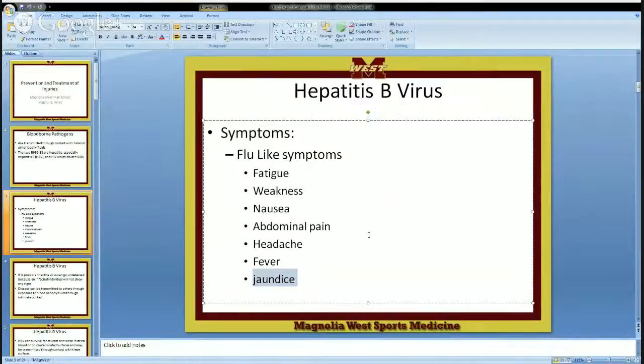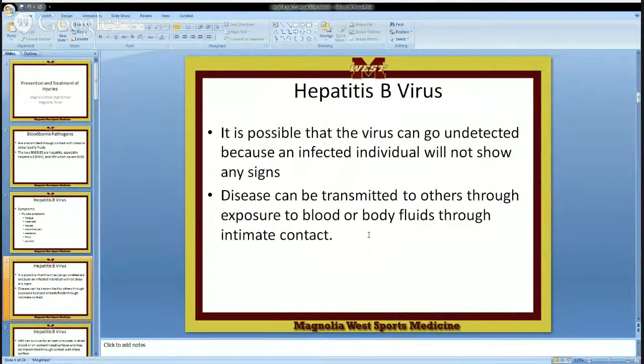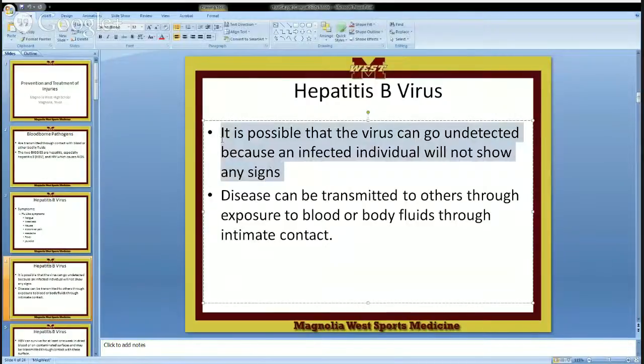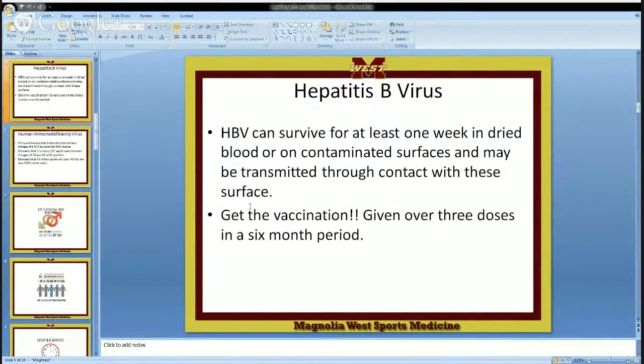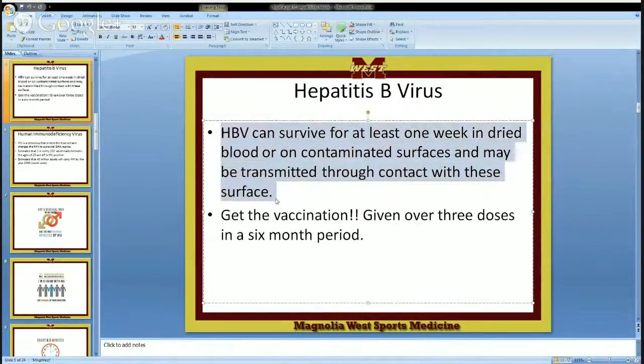Okay, let's see. Slide 4, hepatitis B virus. Is it possible for the hepatitis B virus to go undetected? According to this, it is. Slide 5 is you need to know about how long the hepatitis B virus can survive while out of the body. Slide 6.